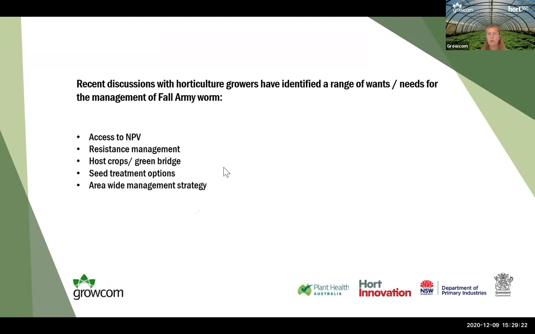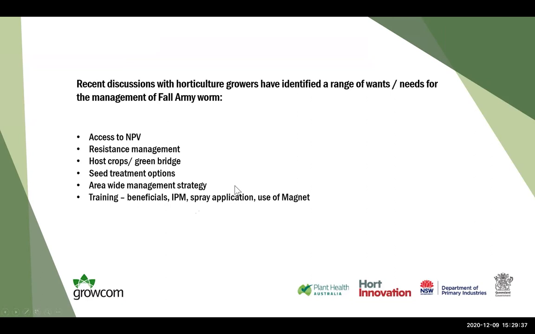It's certainly a very complex issue, and not without its complexities in herding all the cats together to get it sorted in some way, shape, or form. But appreciate all of that. Yeah, I wonder sometimes what people mean when they say area-wide management, Janine. It's a bit like saying IPM. It means different things to different people. We have some experience with area-wide management.